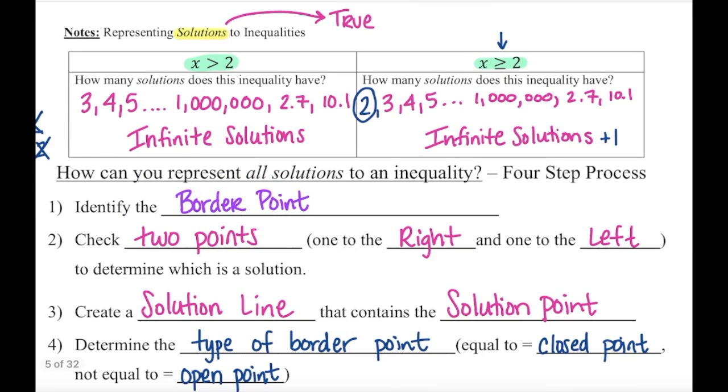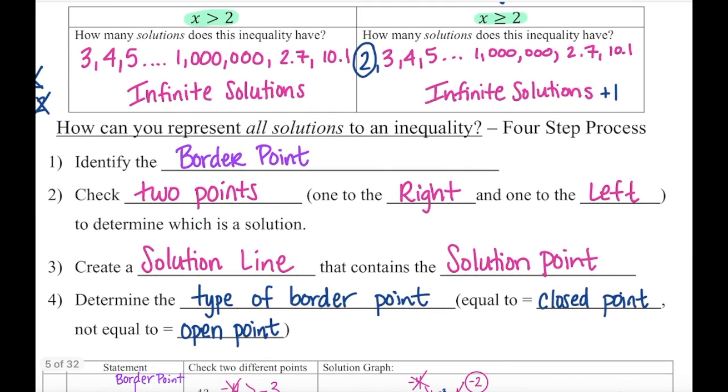So just to recap, the first step is to identify your border point, the only number in the statement. Check 2 points, one to the right and one to the left. One of those points will be a solution, that's where your solution line goes, and then check the type of border point. If it's equal to, it can be closed. Not equal to, it's open.